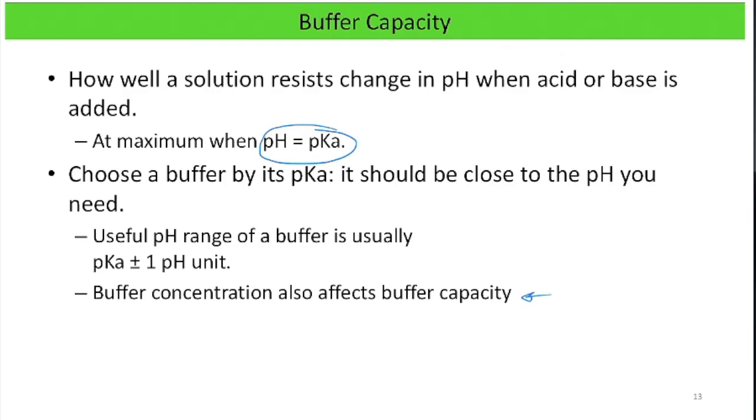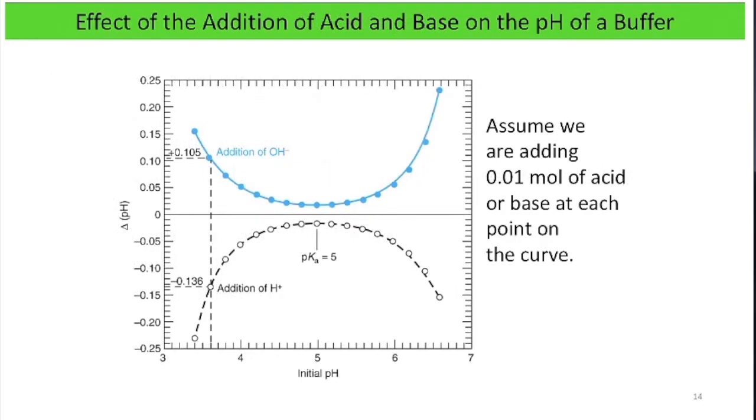When you choose a buffer that is useful for your situation, you should choose a buffer that has a pKa closest to the pH that you want to prepare. A useful range of a buffer is usually the pKa plus or minus 1 pH unit. Remember, 1 pH unit represents a factor of 10 in the concentration difference between the acid and the base in that buffer system. So I just want to quickly show you how the pH of a buffer changes upon addition of an acid or a base.